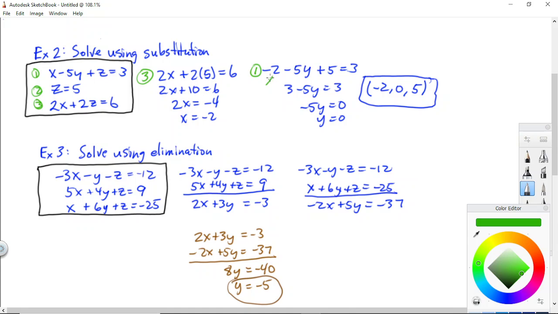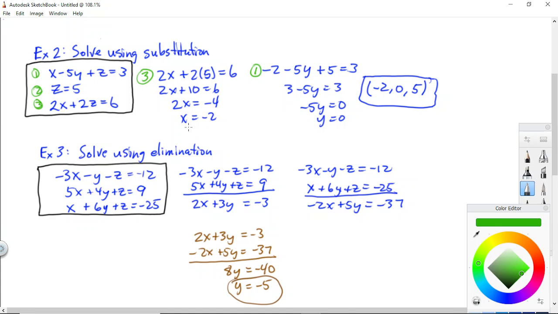So we plugged in for x right here, we plugged in for z right here, okay, because z is 5, and the only variable left is the y. So simplify it. Negative 2 plus 5 is positive 3. That's where we got that. Minus 5y is 3. Subtract 3 from both sides and solve it. You end up with y equals 0.